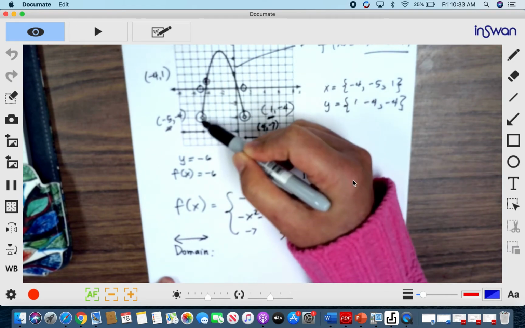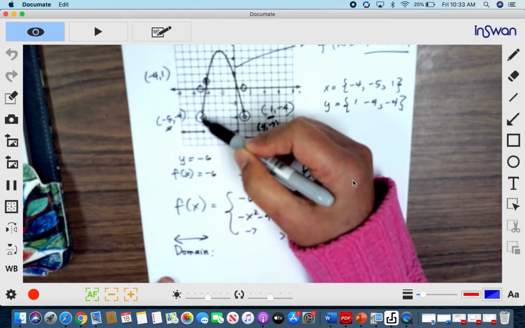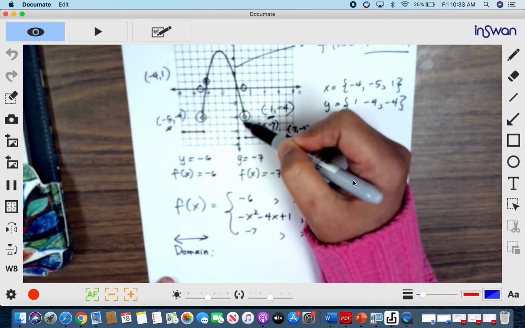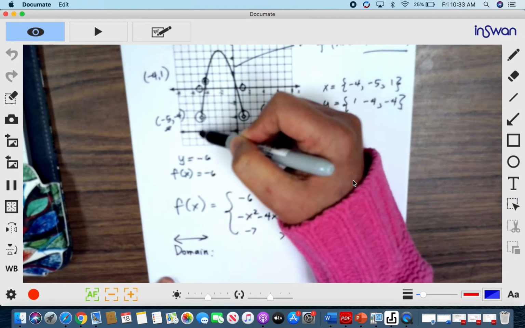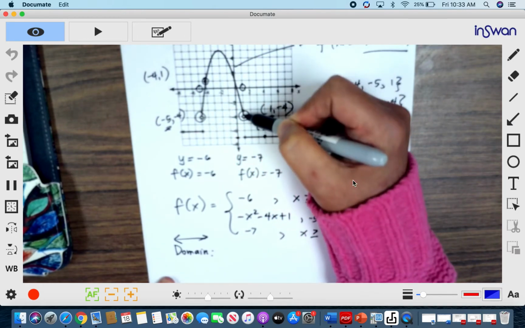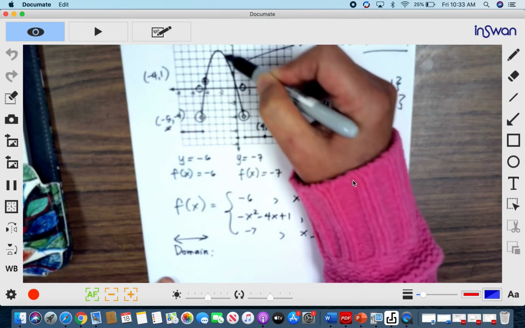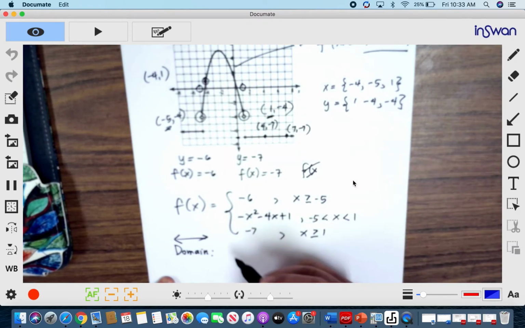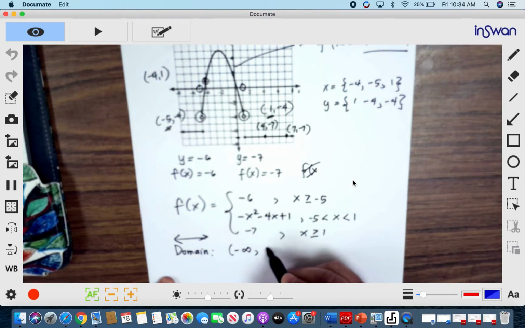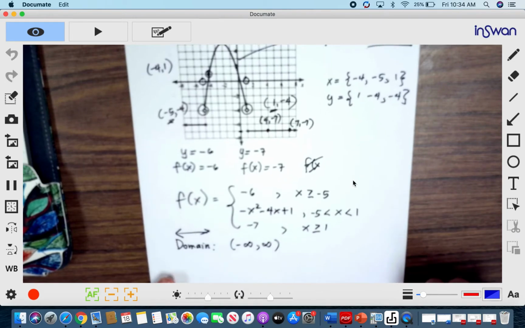Okay? Even if there's a gap here, the gap here is in the y. It's not in the x because if I have here, I'll jump here. This is a combination of jump discontinuities. So you have here, I'll jump here, but the x values would still be included here. So it's from negative infinity to positive infinity. We can also write it as all real numbers.